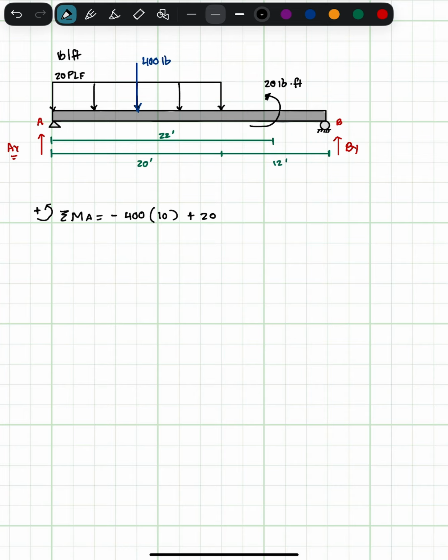When you're multiplying this negative 400 pounds times 10 feet, it's the same units as this 20 pound foot here. So let's keep that in mind. We're turning everything in terms of pound foot, in terms of moment units. So negative 400 times 10 plus 20, and it's happening counterclockwise, so I'm going to add it, and I'm going to do plus, what's this distance from B to A? It's 20 plus 12. I got 32 BY equals 0. So let's do the math.